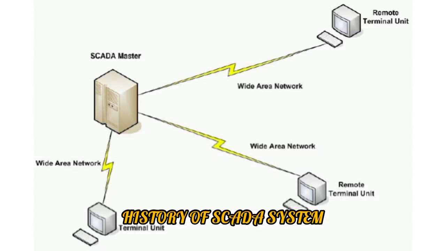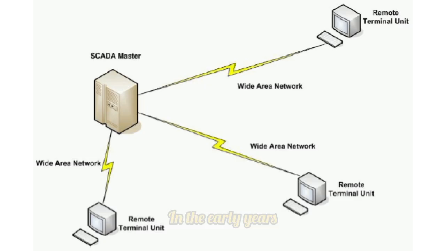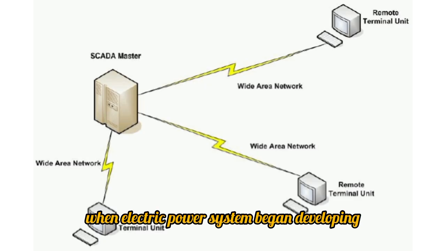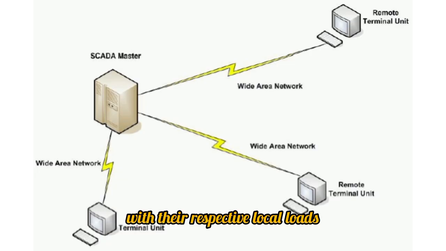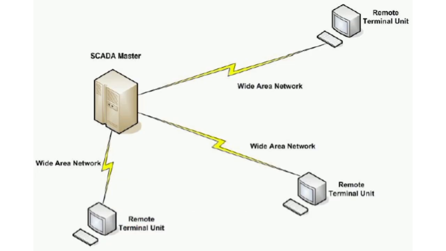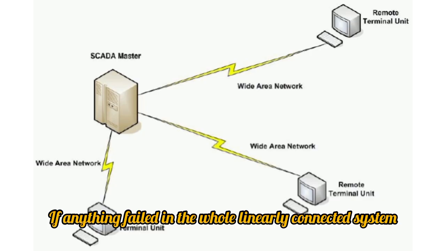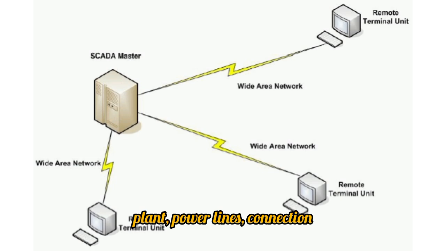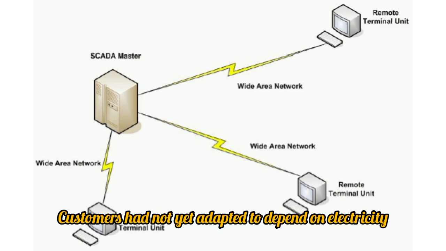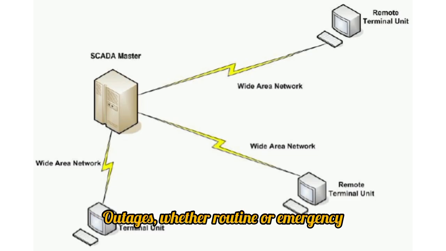History of SCADA System. In the early years when electric power systems began developing, electricity generation plants were only associated with their respective local loads. If anything failed in the whole linearly connected system, which could include subsystems like generating plant, power lines, and connections, then the lights would be out. Customers had not yet adapted to depend on electricity. Outages, whether routine or emergency, were taken as a matter of course.